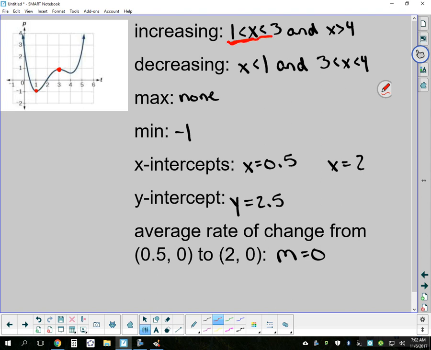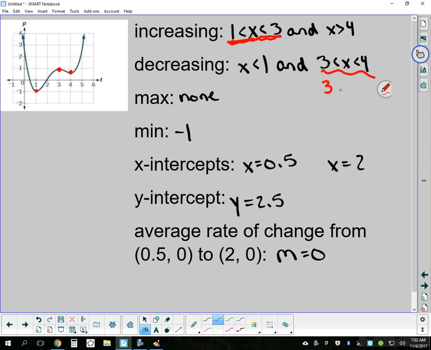I want you to write it like this. Make sure you write it like this. If you didn't do that originally, fix it up and do that now. Then from 3 to 4, we were decreasing. So again, it's that same type of notation. It's when x is greater than 3 and also when x is less than 4. In other words, when x is between 3 and 4.